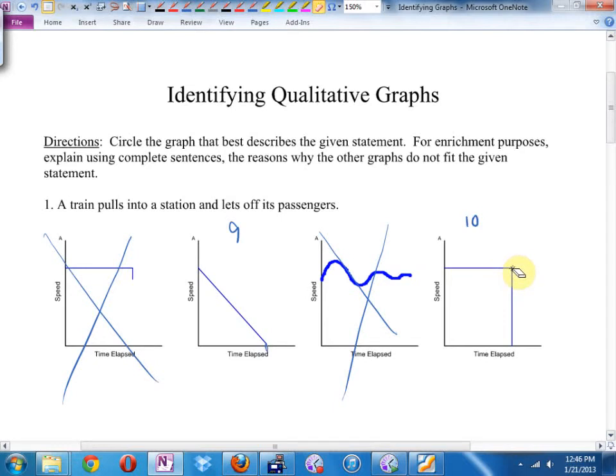What's wrong with this one? Yeah. Well, this is coming to a very, very rapid stop.